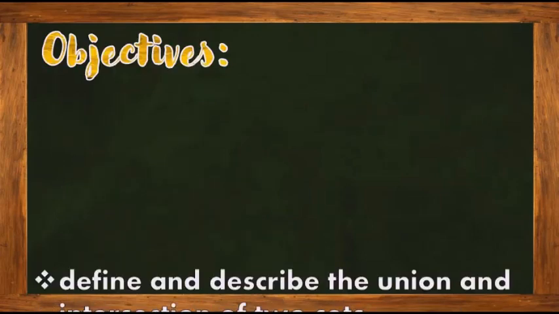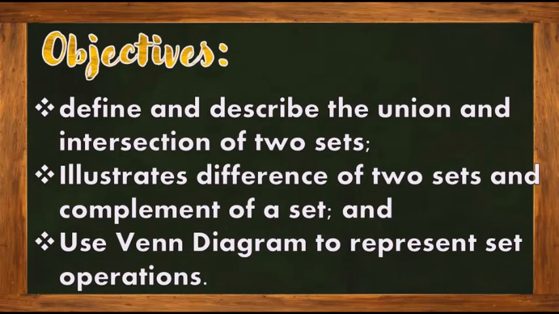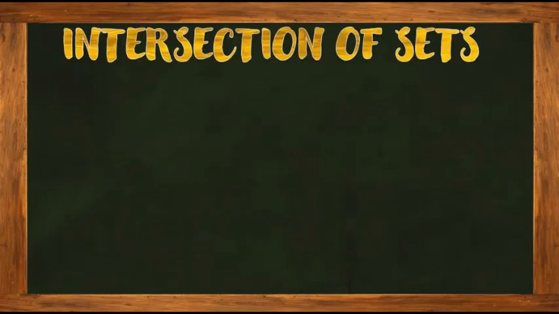The objectives of today's topics are the following: define and describe the union and intersection of two sets, illustrate difference of two sets and complement of a set, and use Venn diagram to represent set operations. Okay, so let's proceed to the first operation, which is the intersection of sets.